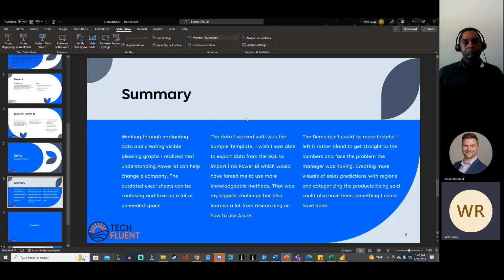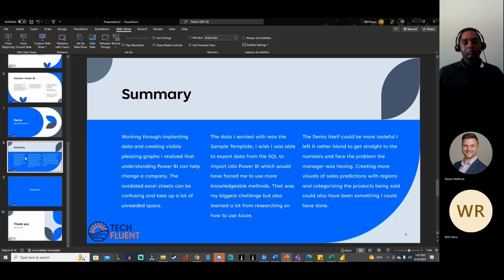The demo itself could be more tasteful. I left it rather bland to get straight to the numbers and face the problem the manager was having. Creating more visuals of sales predictions with regions and categorizing the products being sold could have been something I could have done better.